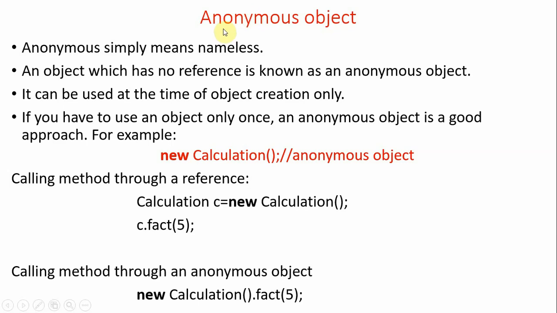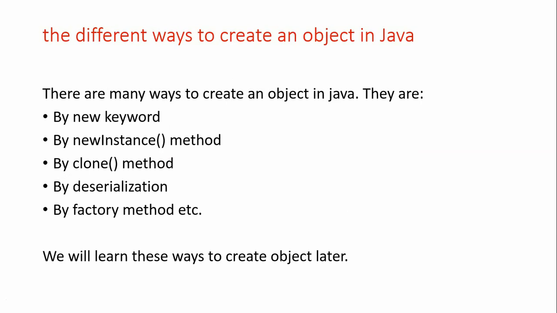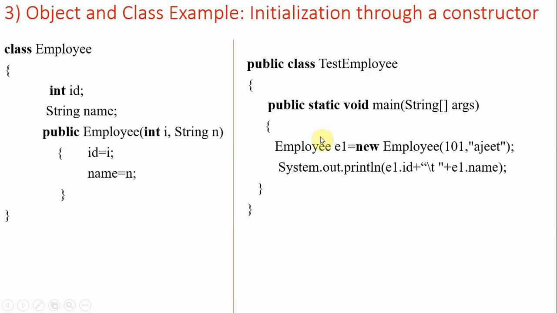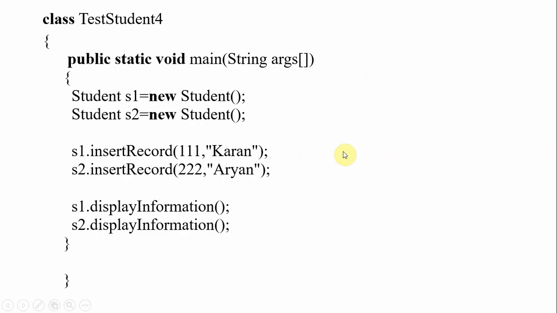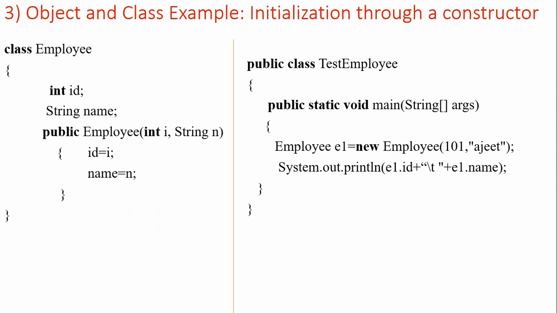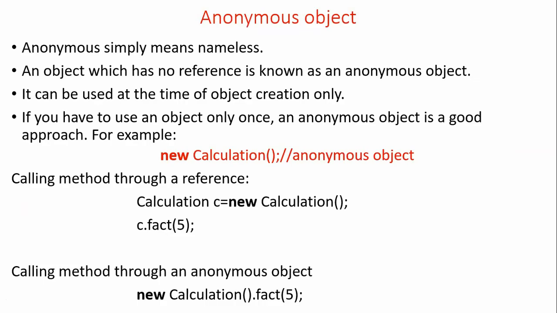Anonymous is nothing but nameless. We are not giving any name to the object. Here, even is the name of the object. Here S1 and S2 are the names of the objects. That means we are giving a name to an object, but here we are not giving any name to the object. That's why it is called an anonymous object.